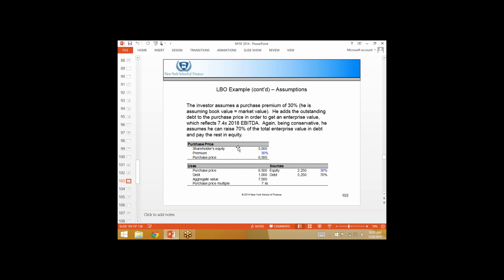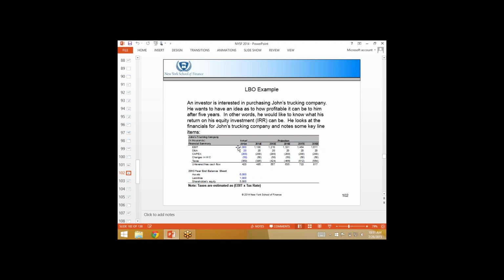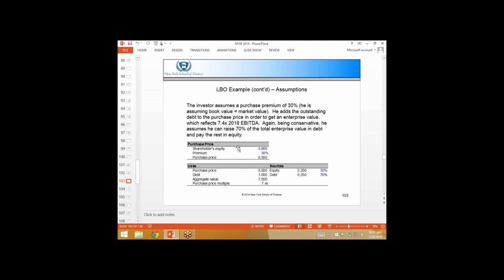7.4 times my exit EBITDA of 1631 is what? Who could do that real quick? 7.4 times 1611 plus 20, 1631, is what? 7.4 times 1631 is 1206.94. That's my exit. But that's not the money I get, because I need to first figure out my final debt.